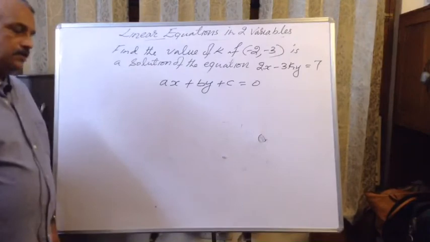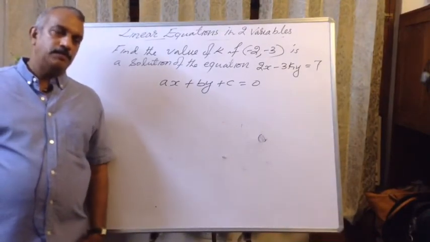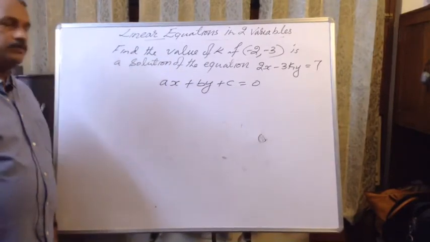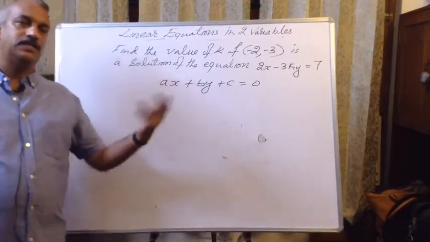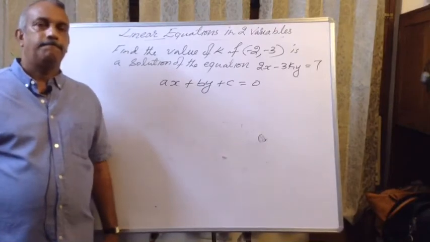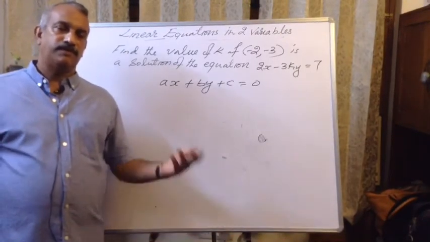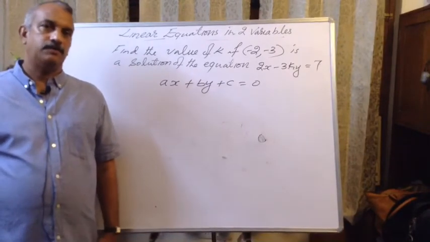Now next one, finding solutions of a linear equation in two variables. We can find out infinite solutions of a linear equation in two variables. Put any value for x, you will get a value for y. That is a solution of the equation. Infinite solution. Question can be find 2 solutions, find 3 solutions, etc. Any number of solutions we can find out.